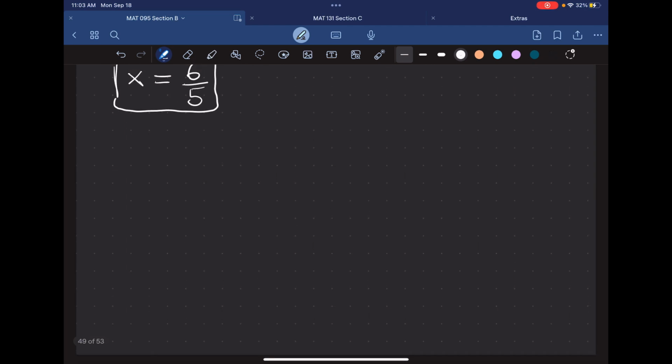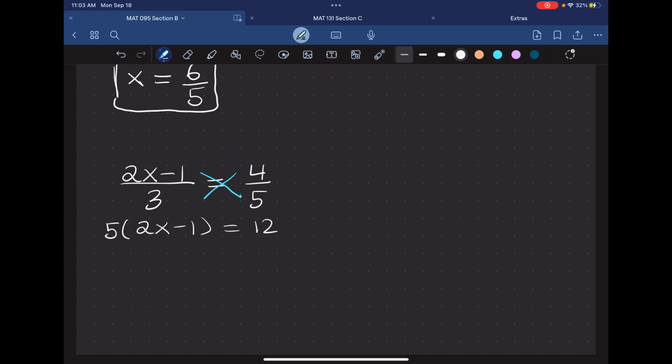Okay, suppose we have something like 2x plus 1 divided by 3 is equal to 4 over, let's say, 5. If we want to solve this proportion, we know that we can multiply both sides by 3 and 5, which is equivalent to cross multiplying. So I end up getting 5 times 2x minus 1 is equal to 3 times 4, which is 12. And now at this point, we have a linear equation which we can solve.